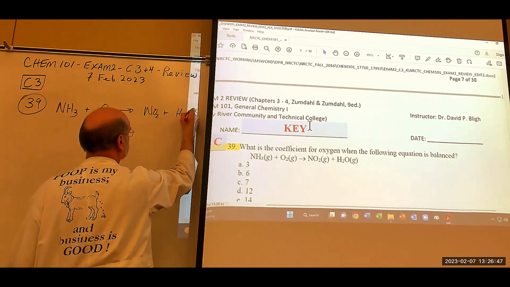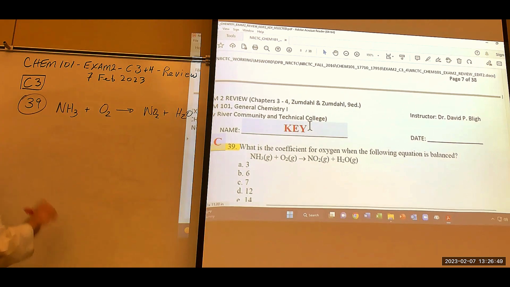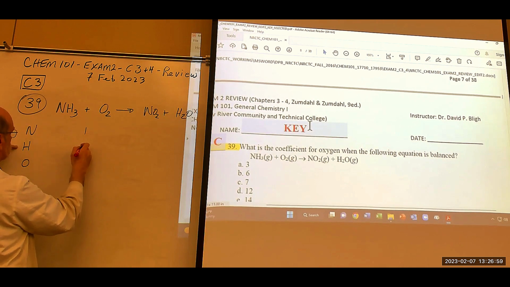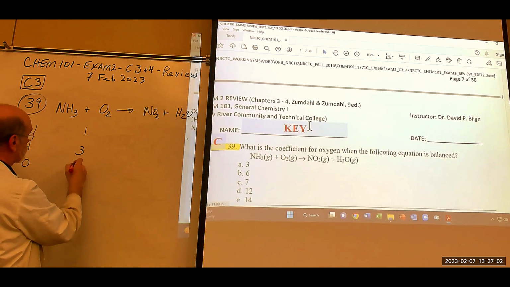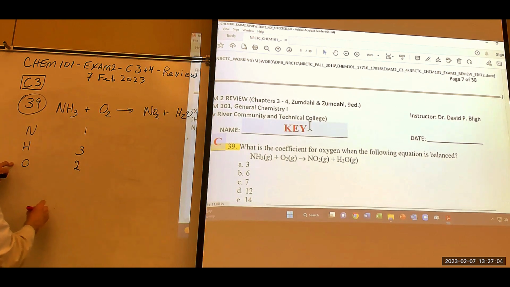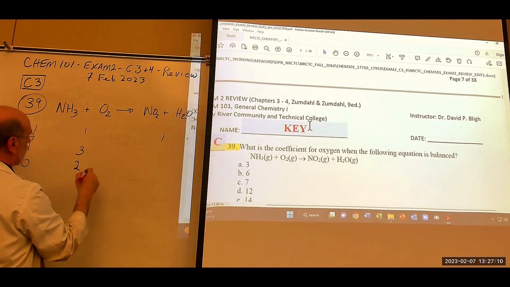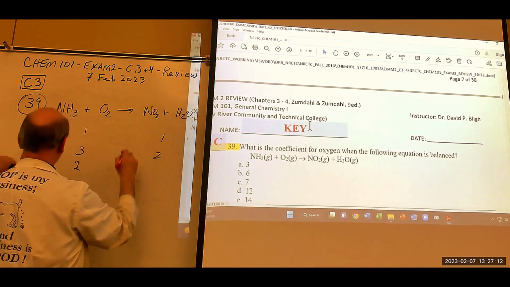Water. All right. So if we use the budget method, take nitrogen, hydrogen, and oxygen. That's everybody. On this side, we've got 1 nitrogen, 3 hydrogens, 2 oxygens. And 1 nitrogen over here, 2 hydrogens, and 3 oxygens.